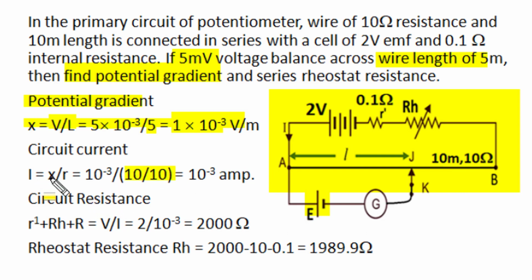So potential gradient divided by per unit length resistance gives me circuit current, and circuit current in this case is 1 milliampere. So circuit resistance is voltage divided by current, and the voltage of the source is 2 volt, and current in the primary circuit is 1 milliampere. So total primary circuit resistance is 2000 ohm, and the internal resistance and wire resistance are respectively 0.1 and 10. When they are subtracted from total resistance, the remaining 1989.9 ohm is the rheostat resistance in this case.